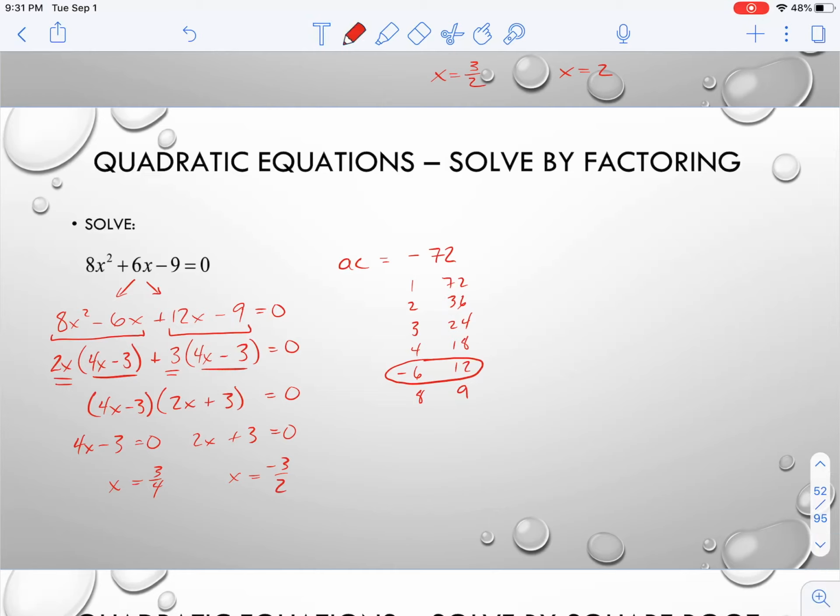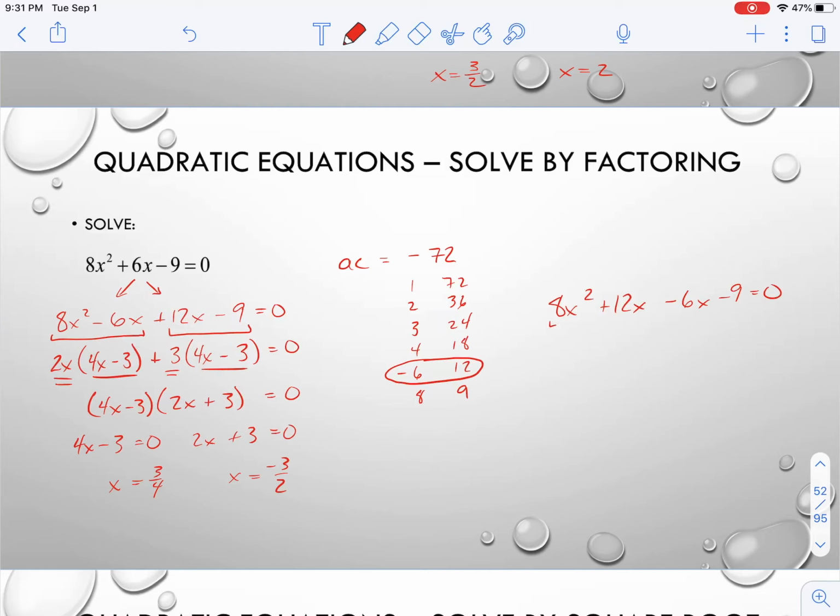And the answer here is no. So I want to show you that if I do this in the other order, if I write them as, in this case, 8x squared plus 12x minus 6x minus 9 equal to 0, I'm still going to get the same factors and thus the same solutions.